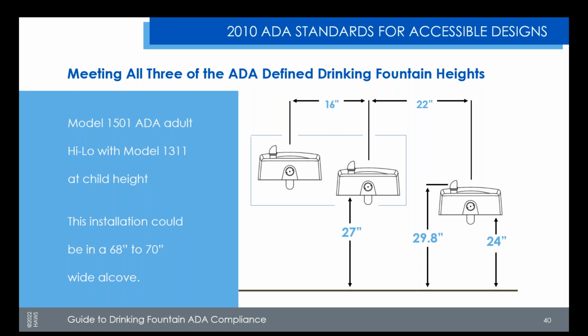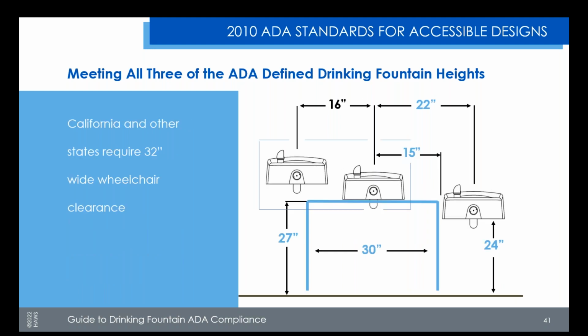And that's going to give us enough space, as I'll show on the next slide, for our knee clearance and our wheelchair accessibility, that clear floor space. And then as typical with high-low units, we have 16 inches between that high and low unit, center line to center line. So that 22 inches from the center line of the wheelchair accessible unit to that child height unit gives us 15 inches from the center line to the leading edge of that child height unit. That would give us 30 inches centered under that unit of clear floor space.